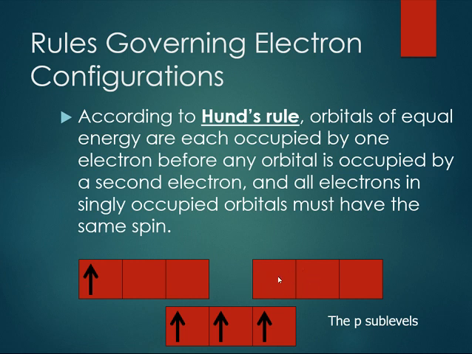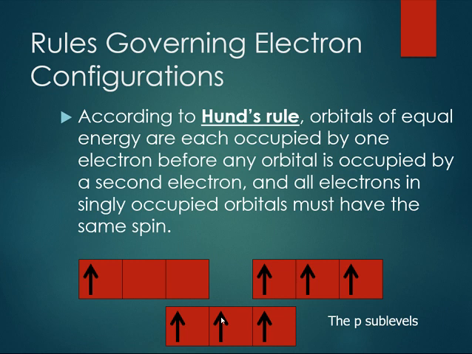So, if we were going to start filling this p orbital over here, okay, this first sublevel, what spin would that first electron have? It would have upspin. Okay. Now, if we were to add a second electron to this p orbital right here, where would the electron go? It would go into this second available empty orbital right here instead of pairing up. And then thirdly, our third electron would go into the other open area before it would pair up.